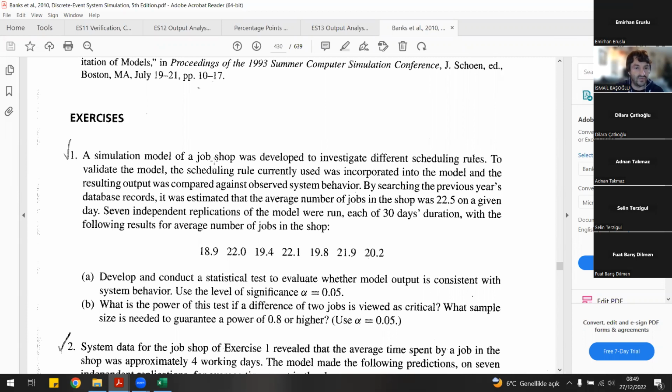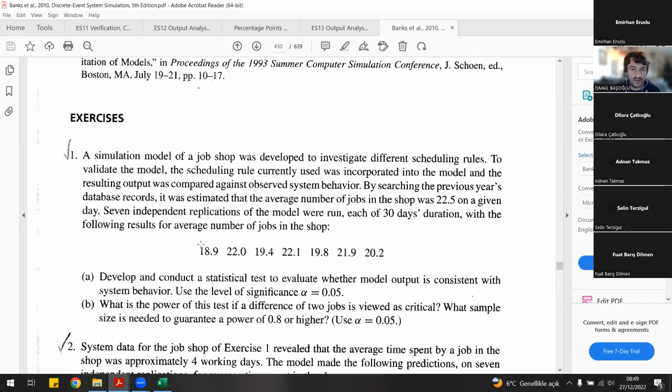A simulation model of a job shop was developed to investigate different scheduling rules. To validate the model, the scheduling rule currently used was incorporated into the model, and the resulting output was compared against observed system behavior. By searching the previous year's database records, it was estimated that the average number of jobs in the shop was 22.5 on a given day. 7 independent replications of the model were run, each of 30 days duration, with the following results for average number of jobs in the shop.